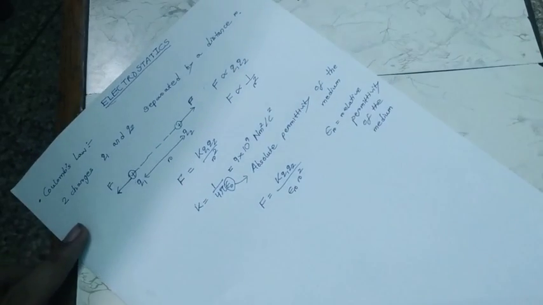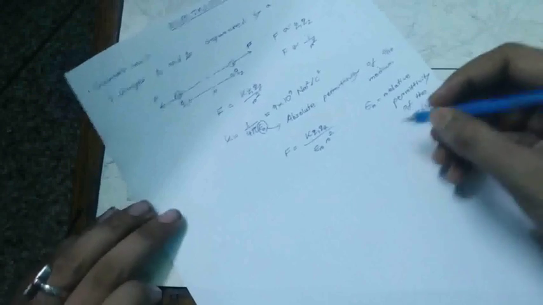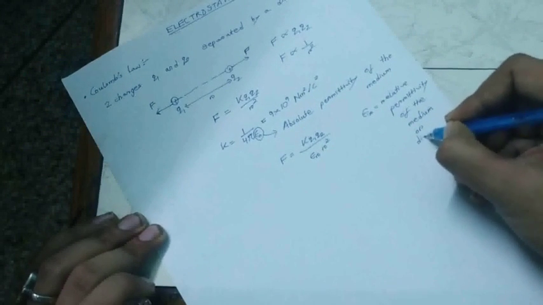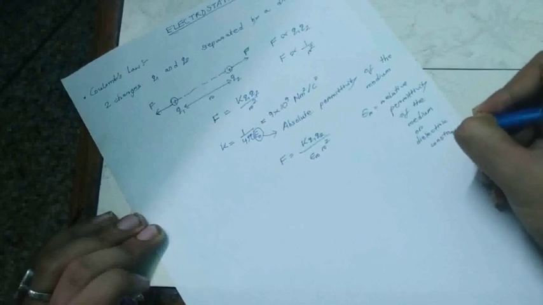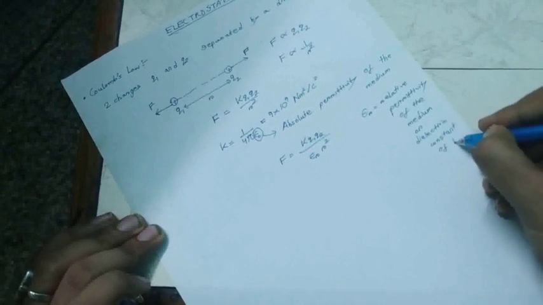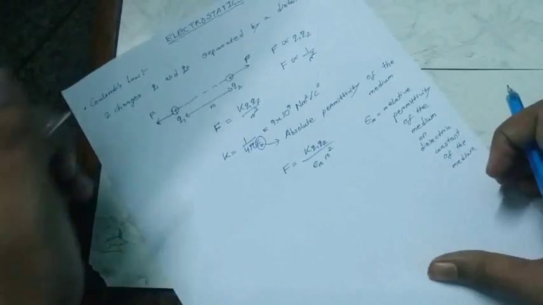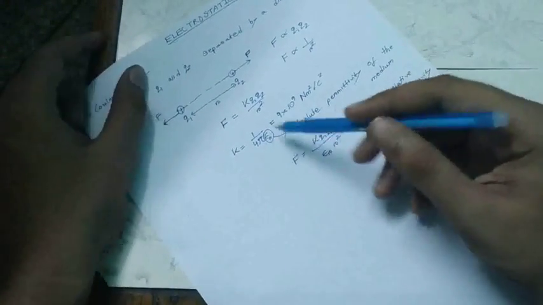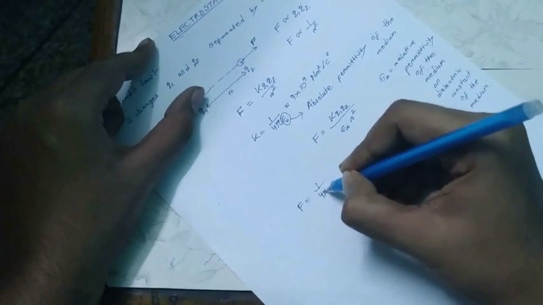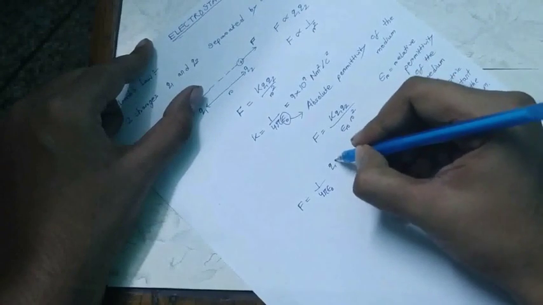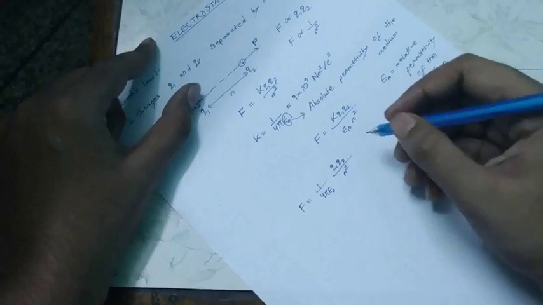Okay, so this quantity, relative permittivity of the medium, is also known as the dielectric constant of the medium. The force between two point charges in vacuum is given as 1 by 4 pi epsilon naught, the product of the two point charges, divided by r square, that is the square of the distance between them.